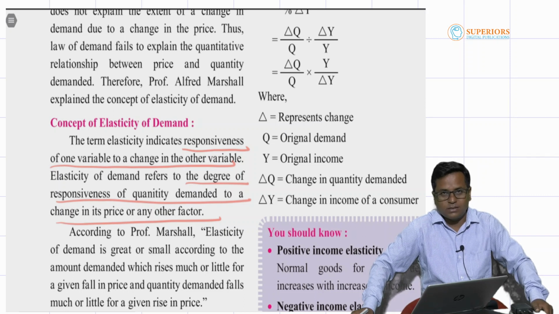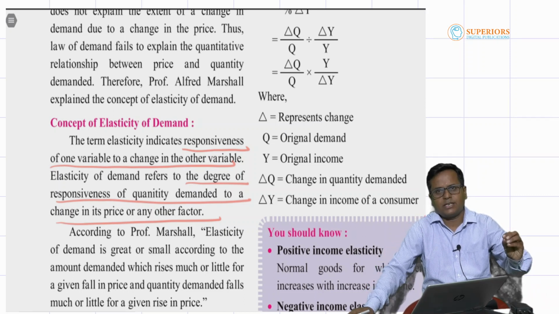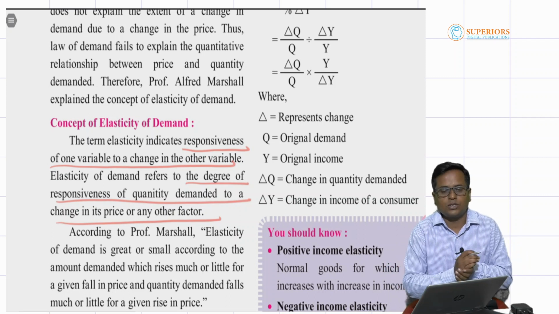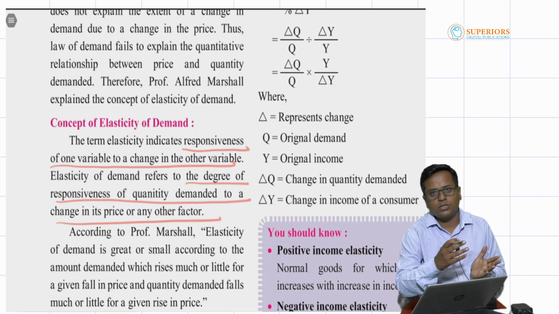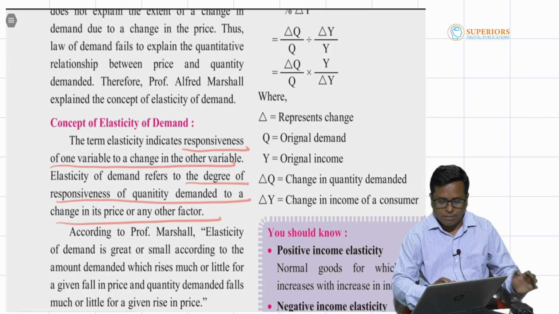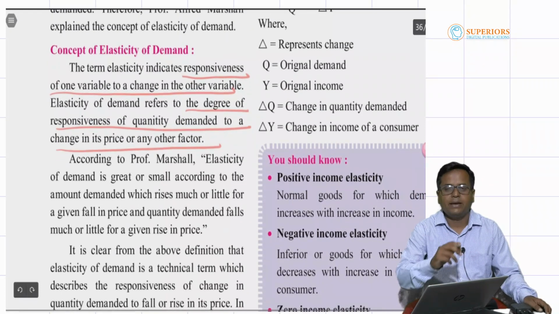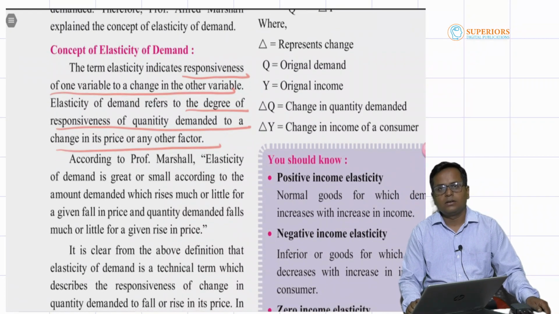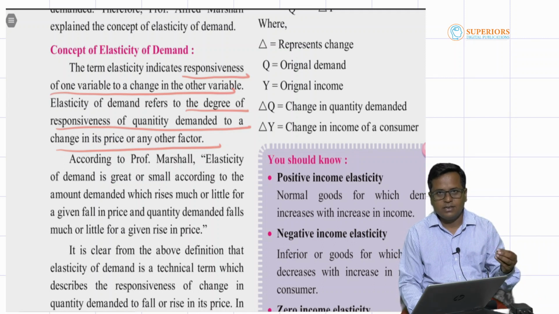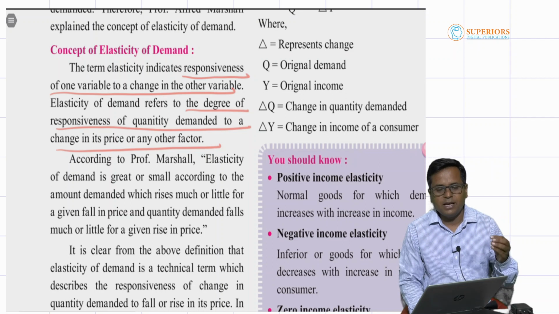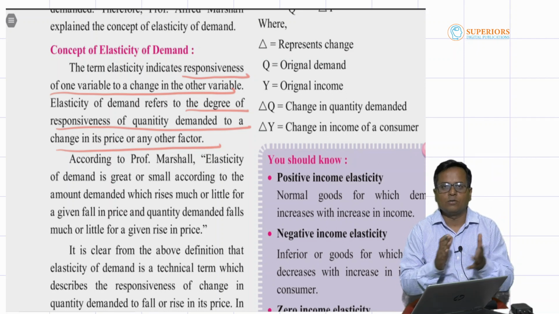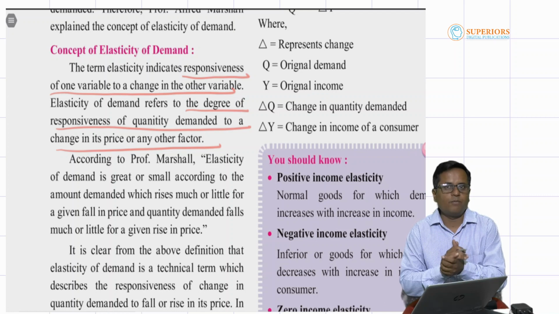Elasticity of demand is the degree of responsiveness. It means how much the demand of a commodity responds to the change in price or to the change in any other factors on which demand depends. Mainly, we measure the elasticity of demand in respect of price, in respect of consumers' income, and in respect of prices of related goods.